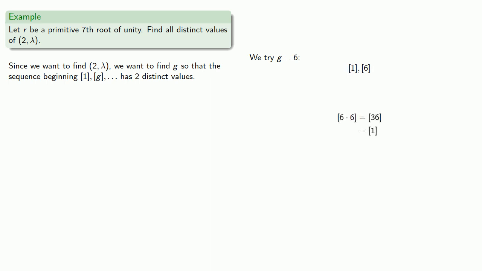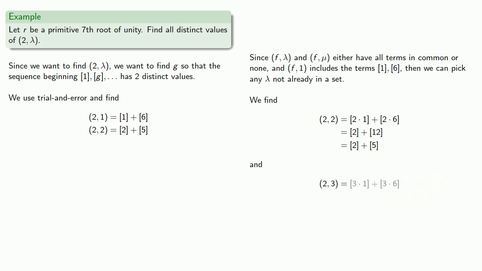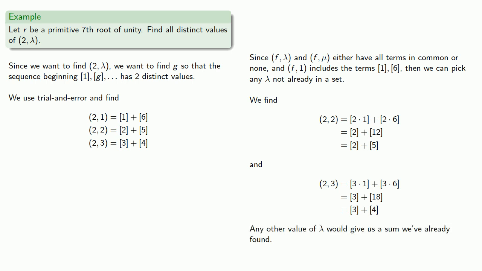We try 6, and we see that 6 does work, because the next term in our sequence is going to be bracket 36, which reduces down to bracket 1. And so 2, 1, the period with 2 terms beginning with bracket 1, well that's going to be bracket 1 plus bracket 6. Now since f, lambda and f, mu either have all terms in common or none, and 2, 1 includes the terms bracket 1 and 6, then we can pick any lambda not already in a set. So we might find 2, 2, that's going to be multiplying each index by 2, which gives us bracket 2 plus bracket 5. Now, we don't have 3, so we can find 2, 3, which will be bracket 3 plus bracket 4. And now we have all powers of our primitive seventh root, and so any other value of lambda would give us a sum we've already found.